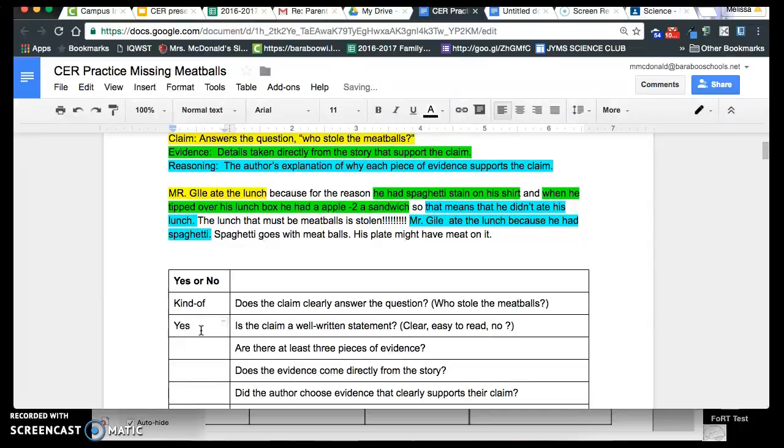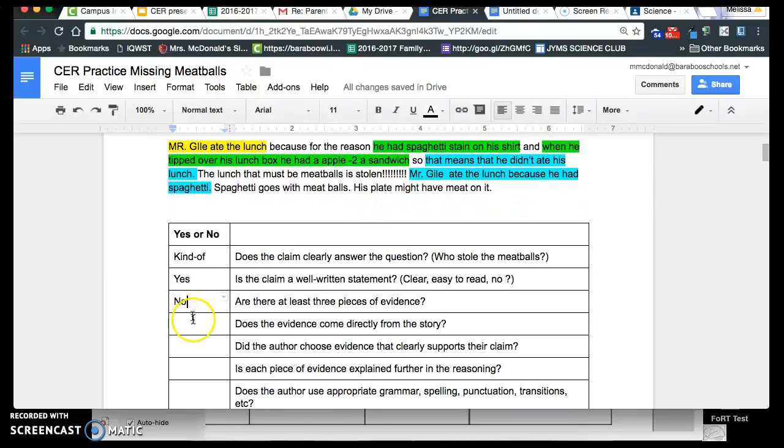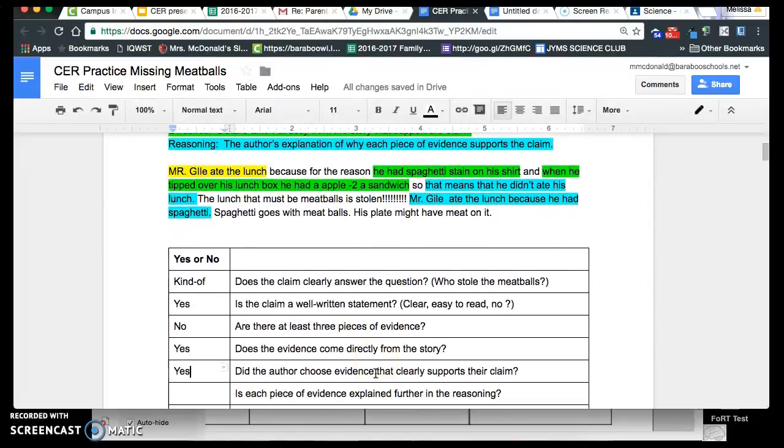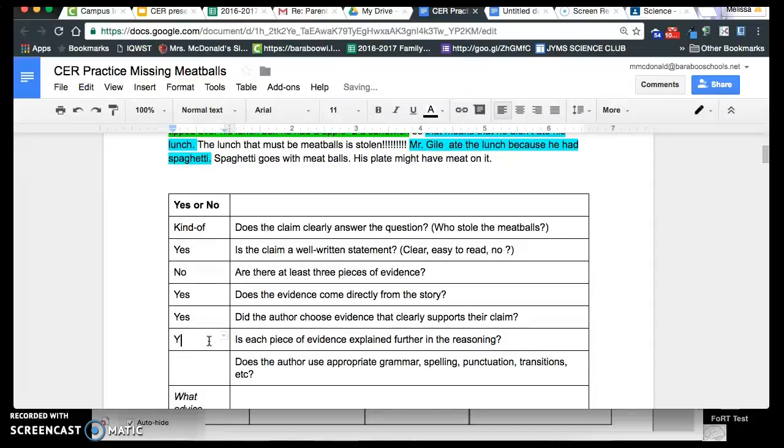Here, is the claim a well-written statement? Yes, I suppose. It makes sense. It's clear to me. Are there at least 3 pieces of evidence? I'm going to say no, because I only highlighted 2 pieces of evidence. Does the evidence come directly from the story? Yes, they did pull their evidence right from the story. Did the author choose evidence that supports their claim? Well, their claim was that Mr. Guile ate the lunch, and they talked about things that he had maybe done that proved that he ate the lunch, so I'm going to say yes. Then finally, or not finally, I guess 2 more, is each piece of evidence further explained in the reasoning? I'm going to say yes.